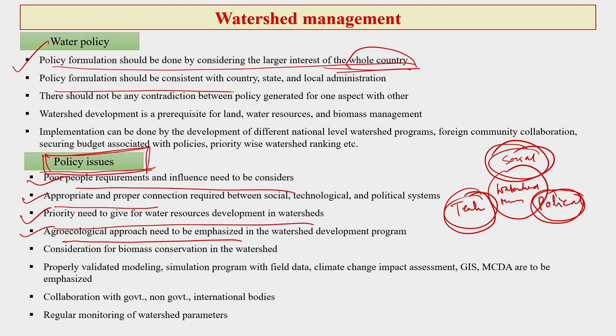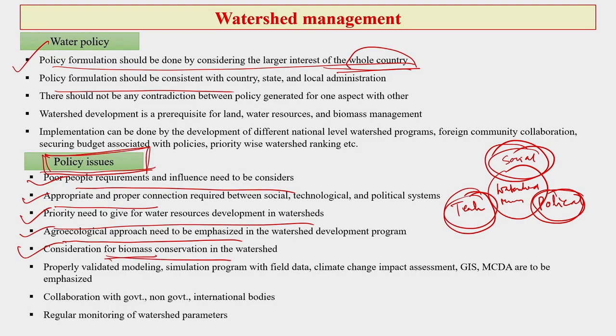Because we know that Rajasthan is dry and mostly affected by droughts, whereas Assam is fully wet and often affected by floods. So two completely different ecosystems. So the approaches in watershed development need to be different.